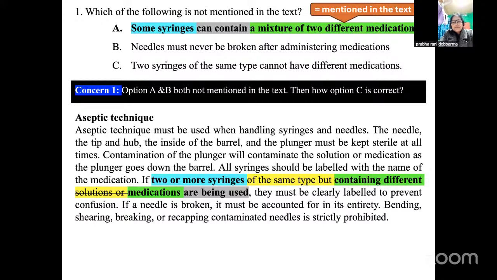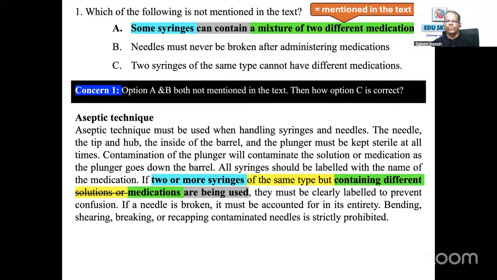Bending, sharing, breaking, or recapping contaminated needles is strictly prohibited. Thank you, Father. Okay. Now, some syringes can contain a mixture of two different medications.